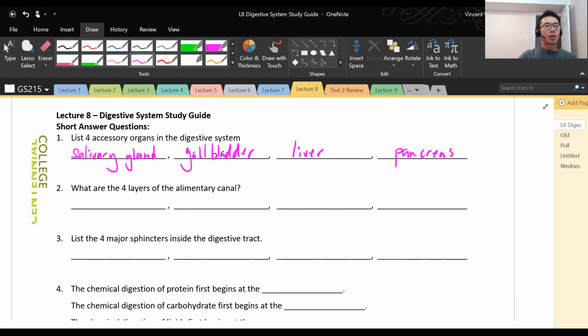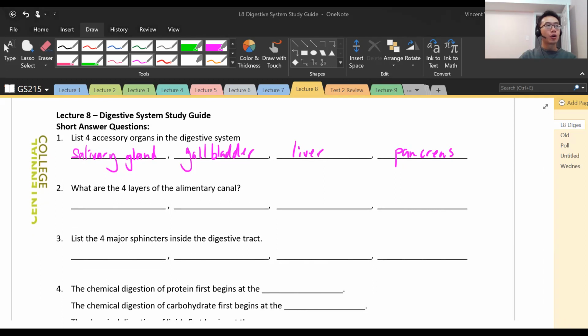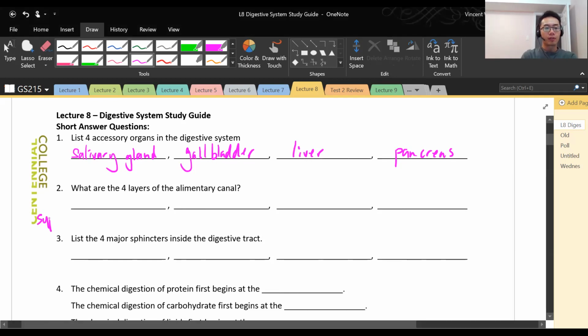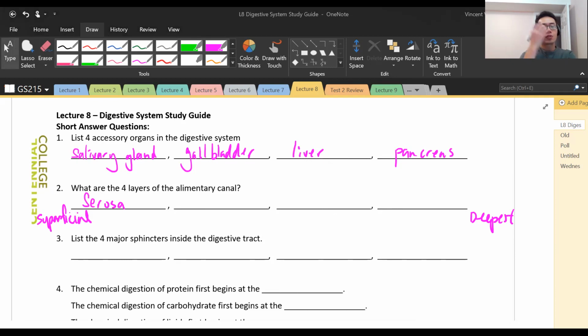Okay, 4 layers of the alimentary canal. So we could think about the alimentary canal as a tube, basically, and then from the most superficial layer to the deepest layer. Superficial is the outermost layer, and that is the serosa. Serosa just kind of holds everything in place. It has the serous fluid that lubricates the surface.